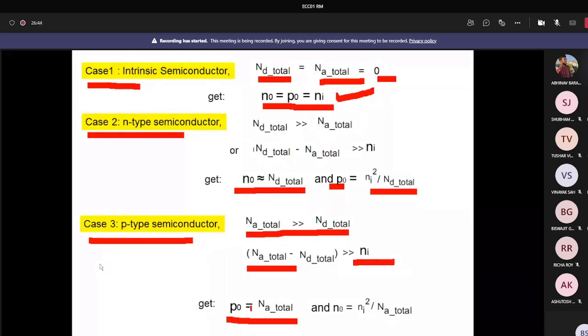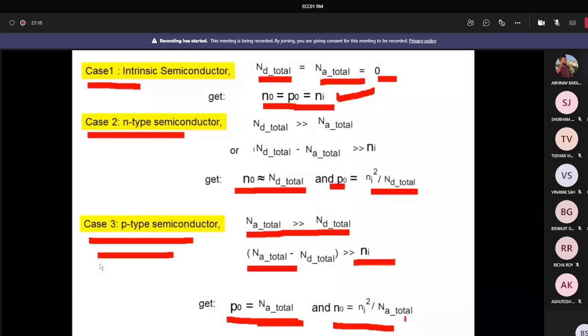So again, this is your control. This Na is in your hand, so you can control this value to get your p0 concentration for p-type semiconductor. That means the hole concentration you can tune by externally doping the acceptor atoms. How much concentration of acceptor atoms you dope will give the hole concentration. If you know the hole concentration, then n0 is equal to ni square by Na.